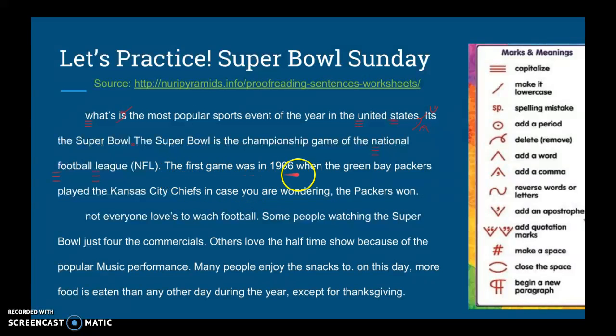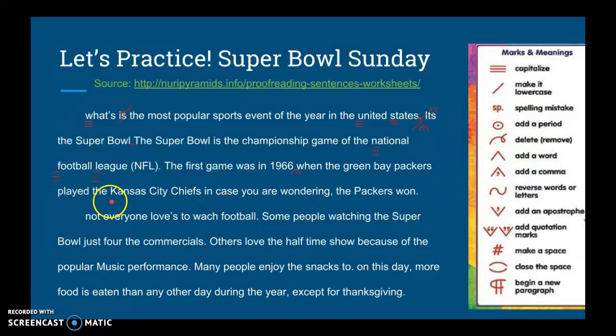The first game was in 1966 when the Green Bay Packers. I think we can add a pause in here somewhere by using a comma. Where do you think we can add that pause? Hopefully you guessed it, it's after 1966. Now the sentence will make more sense. The first game was in 1966, pause, when the Green Bay Packers played the Kansas City Chiefs.